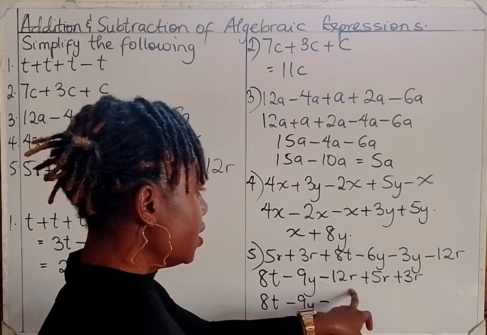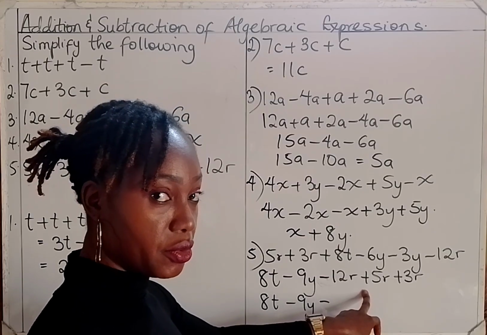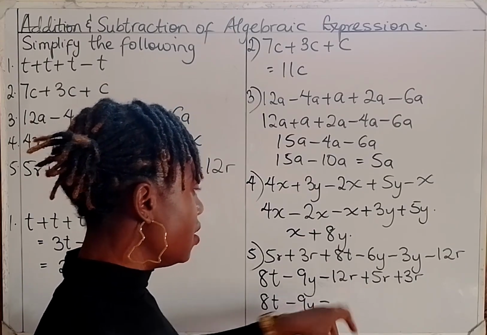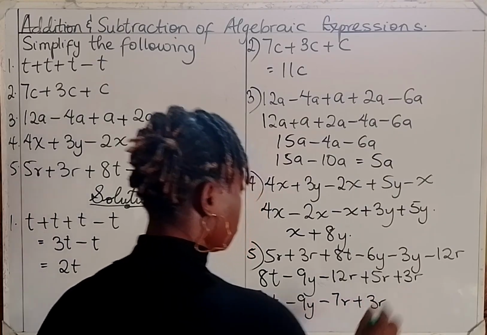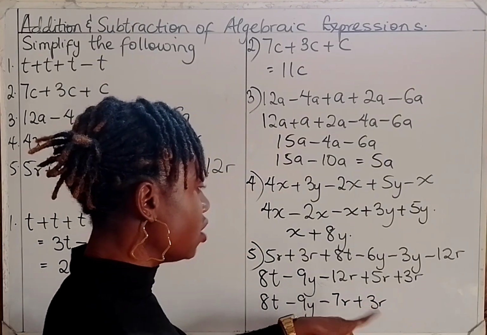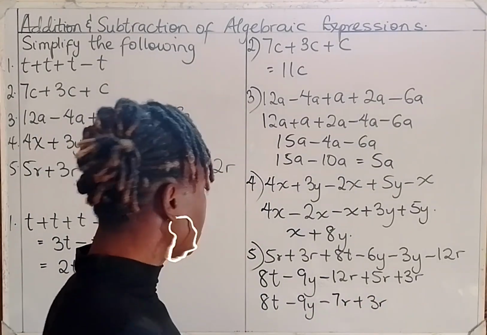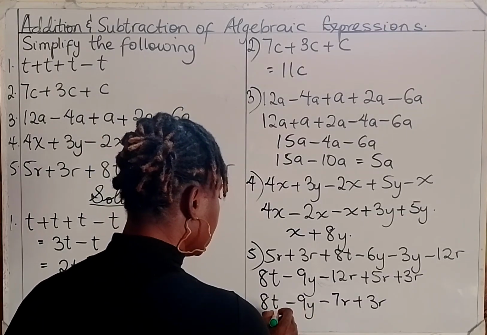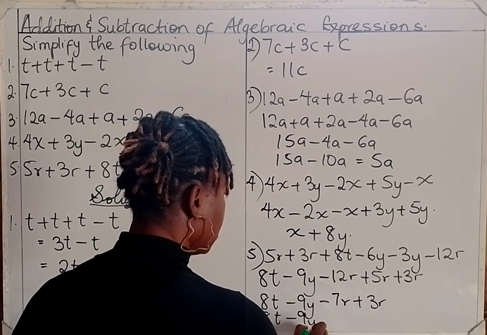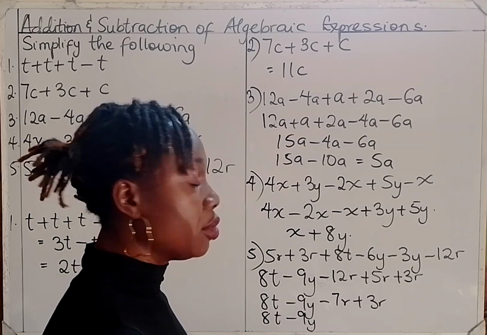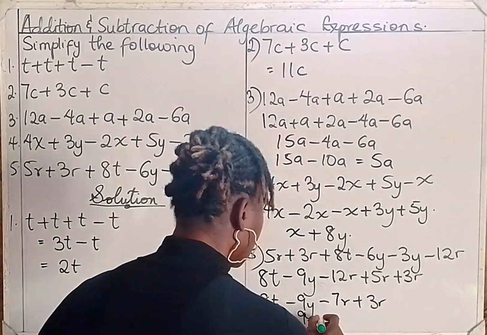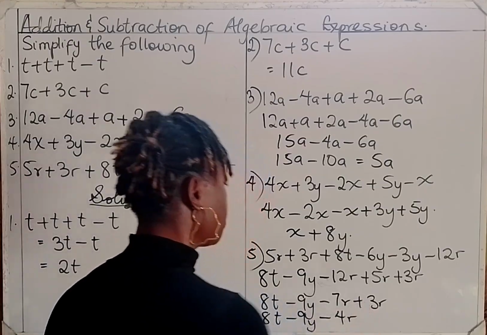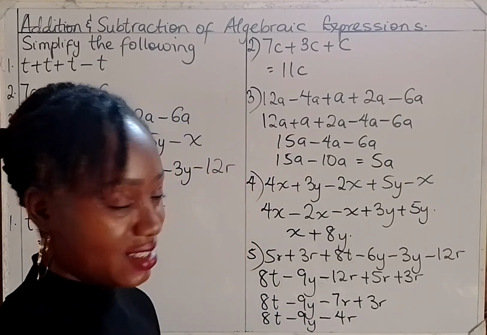Minus 7r. Minus 7r. Let me write it down. Minus 7r plus 3r. Now you're going to subtract and also take the sign of the bigger number here. Then our final answer will be 8t minus 9y. Now, minus 7r plus 3r gives us what? Minus 4r. Minus 4r. And that's our final answer.